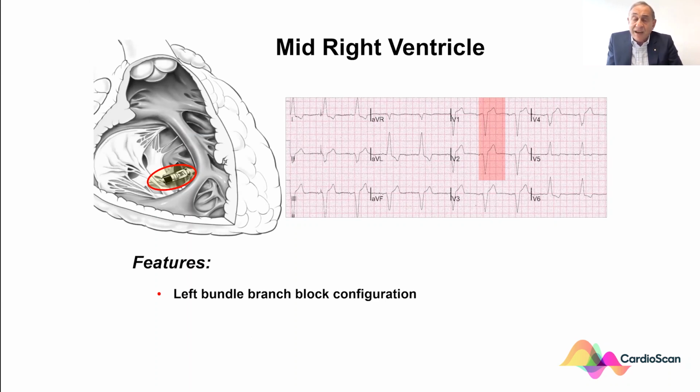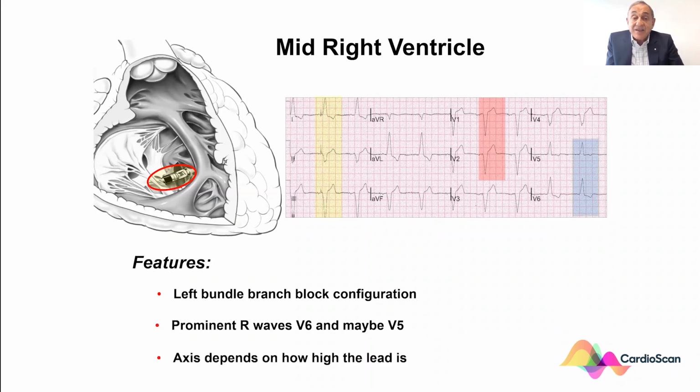mid-ventricle. In this situation, it's rather low down, so we don't have anything, no R waves in V4. Similarly, the axis is that of a left axis deviation, showing once again it's fairly low down, but only go a few millimeters superior and the axis changes quite dramatically.